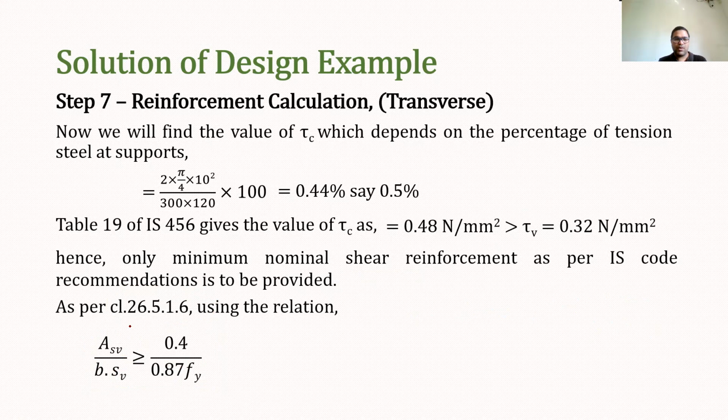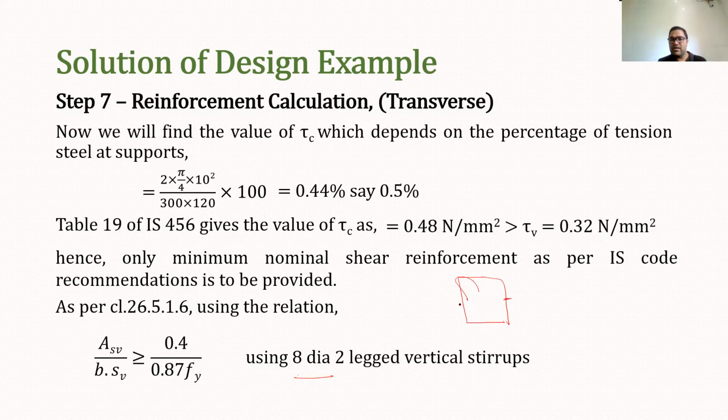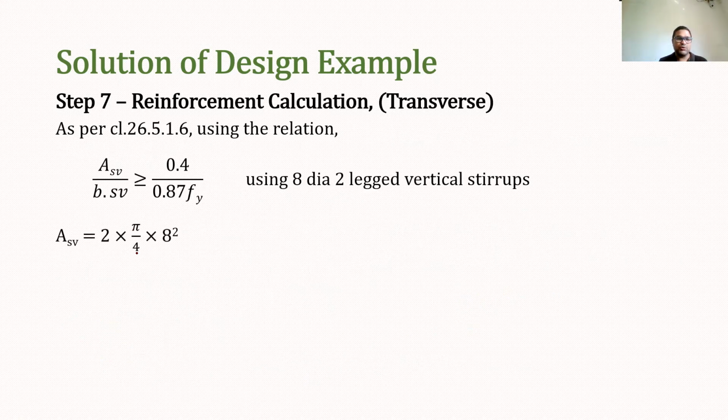So now we will first assume the dia of bar. Generally we assume 8 mm dia for the vertical stirrups. Vertical stirrups will look like this. This leg and this leg are the two vertical legs, and we calculate the cross-sectional area of these two legs, which is ASV. ASV can be calculated as 2 multiplied by pi d square by 4. We multiply by 2 because it has two vertical legs. We get the value as 100.5 mm square.